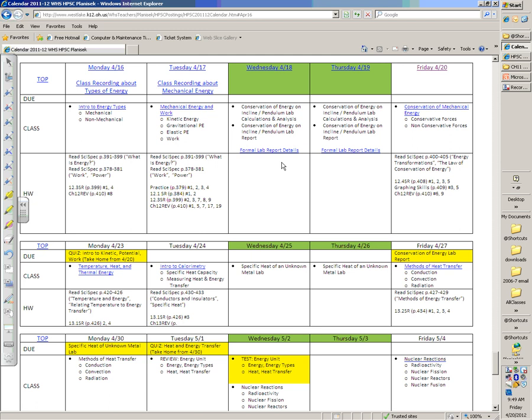Okay? The stuff we're going to do today, conservation of mechanical energy, definitely applies to your lab report. So after today, you should have the information that you need in order to write your testable question, do some of your analysis, do some of your background information, that kind of stuff.